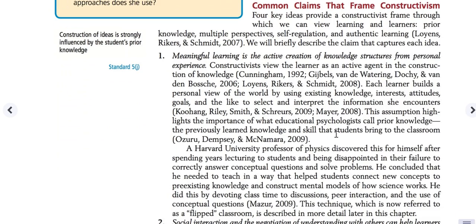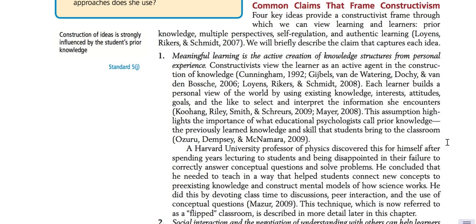Common claims that frame constructivism. Four key ideas provide a constructivist frame through which we can view learning and learners: prior knowledge, multiple perspectives, self-regulation, and authentic learning. We will briefly describe the claim that captures each idea. Meaningful learning is the active creation of knowledge structures from personal experience.